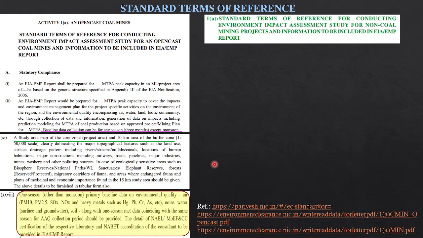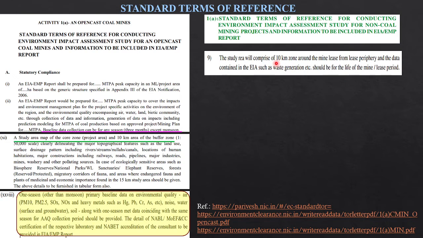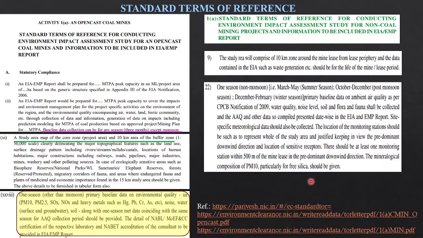Now we take a look at another standard terms of reference for conducting an EIA study for non-coal mining projects. Here it is written that the study area will comprise a 10-kilometer zone around the mine lease area, and the duration of collection of data is one season, non-monsoon. And here it is mentioned that the summer season would be March, April, May, if you consider data collection for summer. If for post monsoon, then October, November, December. And if anyone takes it for winter season, then it would be December, January, February.